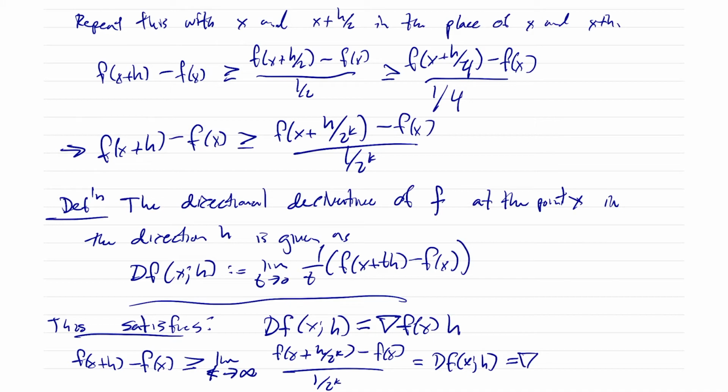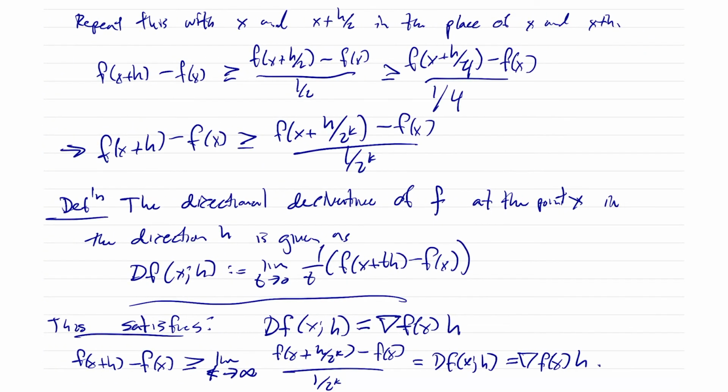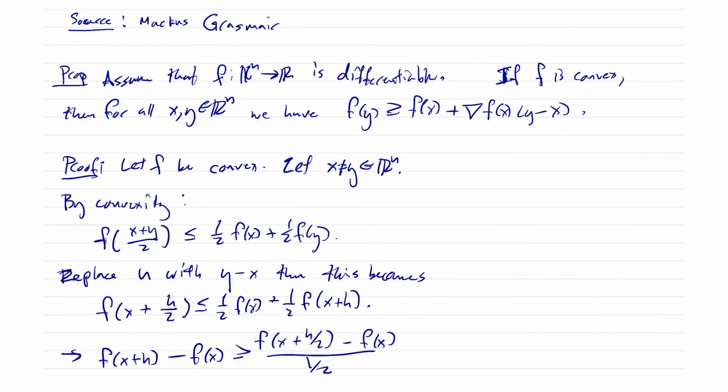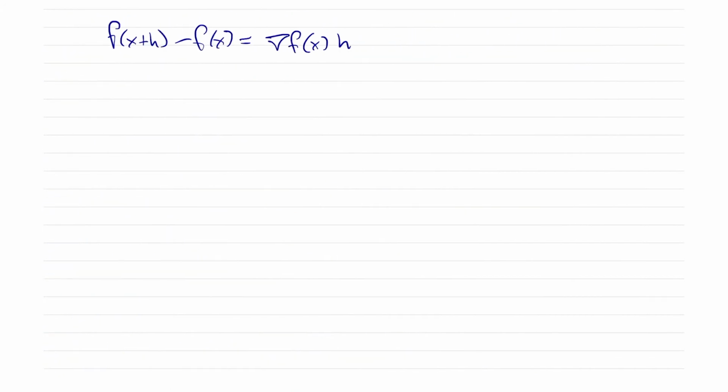And this is equal to the gradient of f at x times h. Okay, so putting that all together, what do we find? Well, we find that f of x plus h minus f of x is equal to the gradient of f at x times h, and now we know that h was equal to, well, let's take a look. It was equal to y minus x. So we go ahead and plug that in.